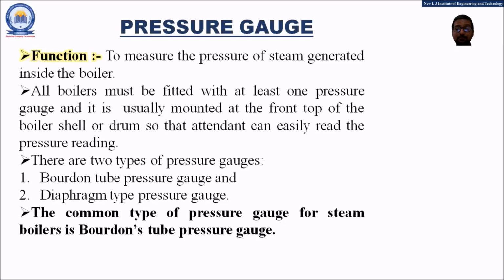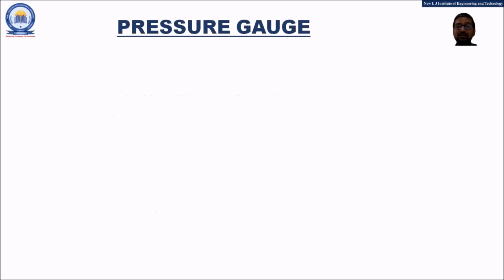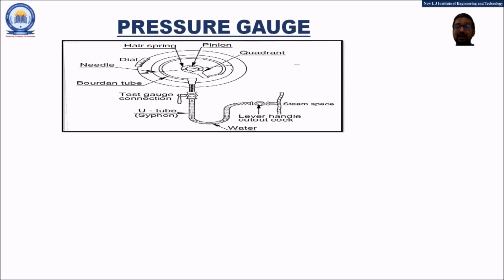Generally, considering the types of pressure gauges, there are two types which are used. The first one is the Bourdon tube pressure gauge, and the second one is the diaphragm type of pressure gauge. But when we consider simple applications, in the majority of cases, the common type of pressure gauge used for the steam boilers is the Bourdon tube pressure gauge. So this is the basic understanding related to the pressure gauge. Now let us understand its construction as well as the working.